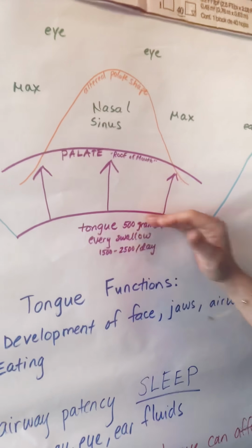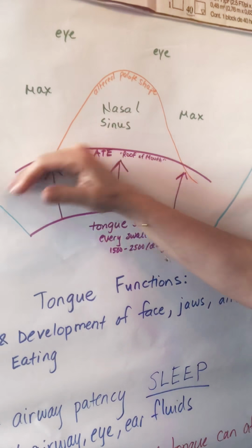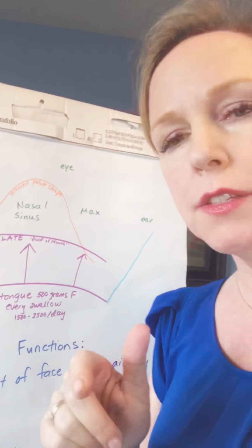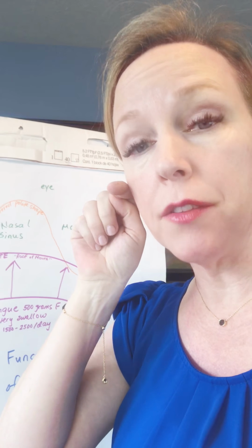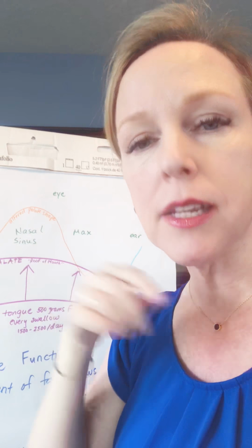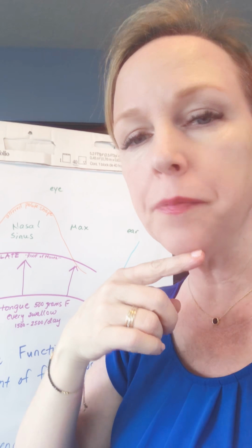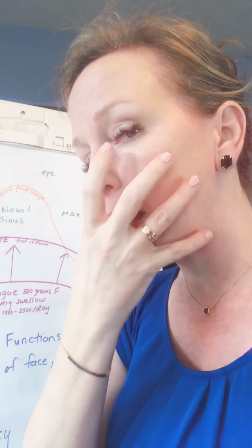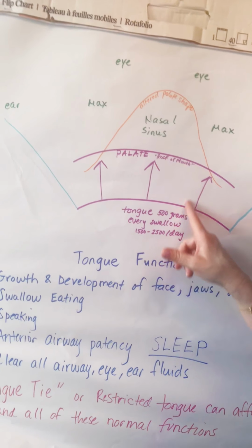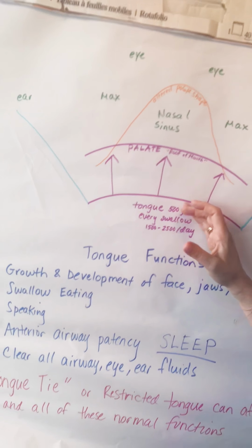So you have the tongue pushing against the roof of the mouth. It's not only shaping the roof of the mouth, which is the upper jaw, but the tongue is also driving the growth and development of the face, jaws, and airways. So to get these nice, beautiful cheekbones, a nice long jawline, and really good airway development behind all this facial growth, the tongue has to do its job. So it's driving the growth and development of face, jaws, and airways with that swallow.